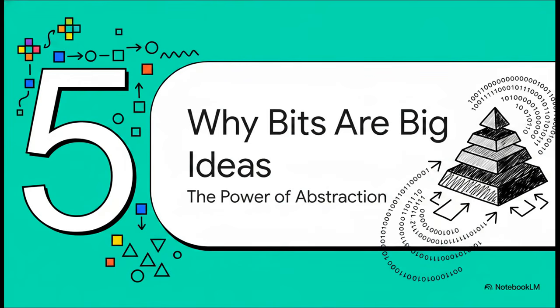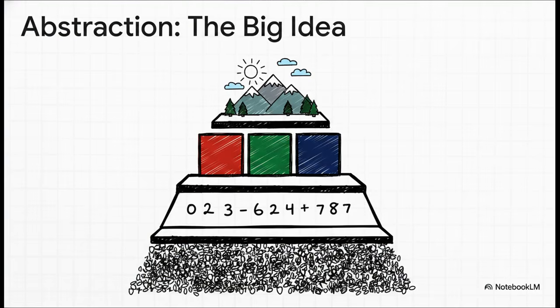So as we start to wrap this up, what's the big idea? What's the main takeaway from this whole journey from a colorful pixel all the way down to a simple bit? Well, it all comes down to a really powerful concept called abstraction. Abstraction is the magic that makes all of modern technology work. It's really just about building layers that hide all the messy details below.